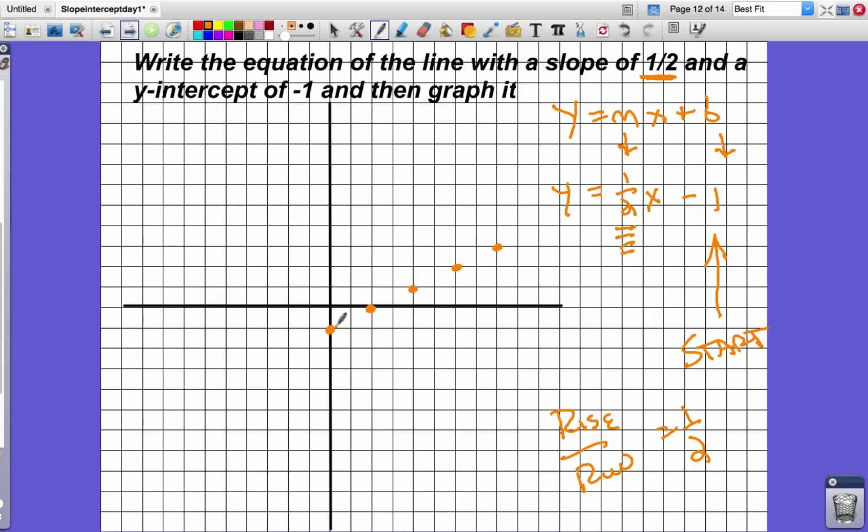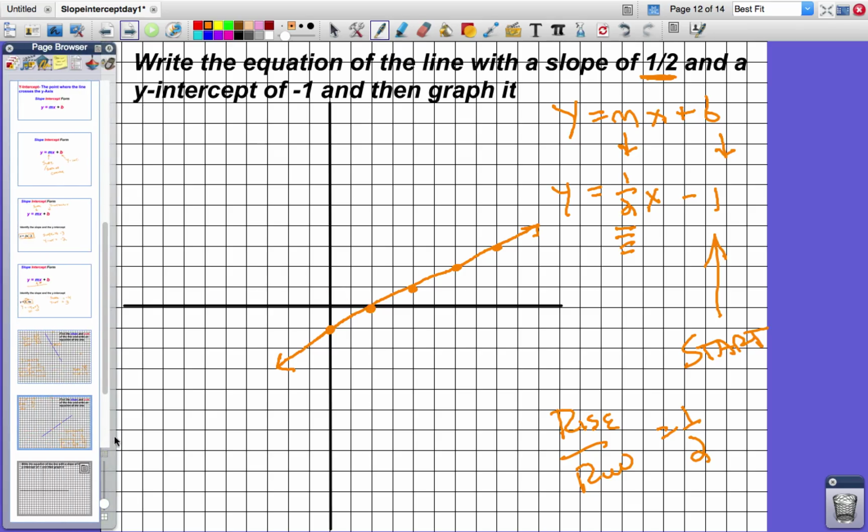And now, if you notice, all these points make a straight line. And it should go the other direction as well. And there's the line. That is the graph of y equals 1/2 x minus 1. So start with your y-intercept and then graph the slope by going up 1, over 2.